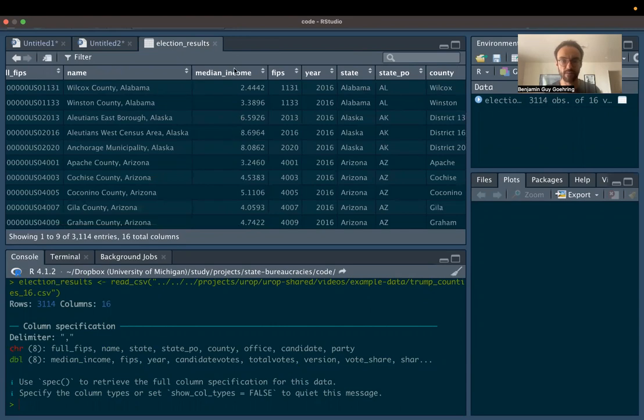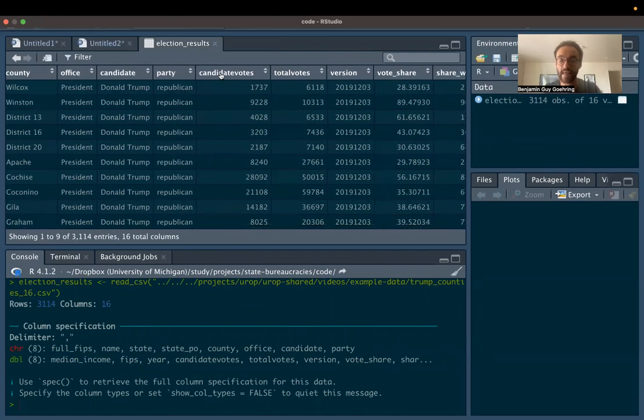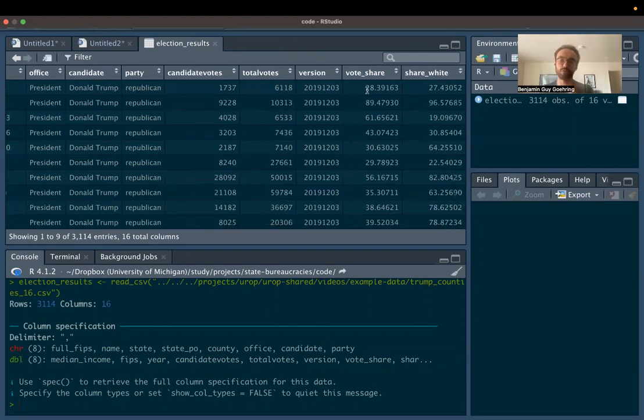We have median income in tens of thousands of dollars. Candidate votes is the number of votes that Donald Trump received in 2016. Total votes is the total number of people who voted in that county in 2016. Vote share is candidate votes divided by total votes times 100. And share white is the share of the county comprised of non-Hispanic whites times 100. I believe this was from the 2015 American Community Survey Census data, ACS.